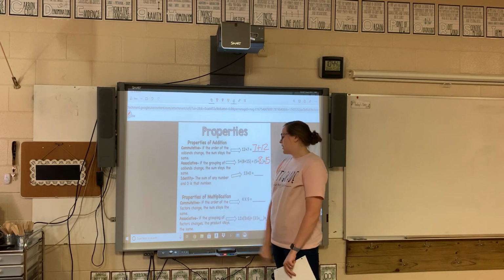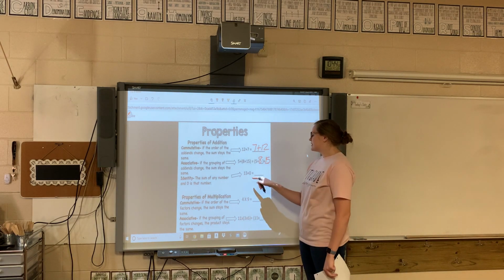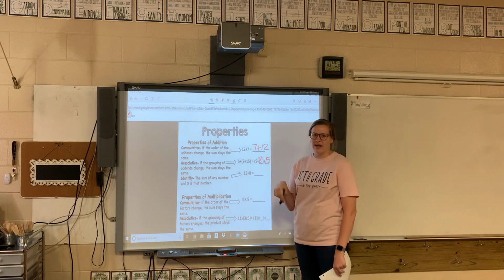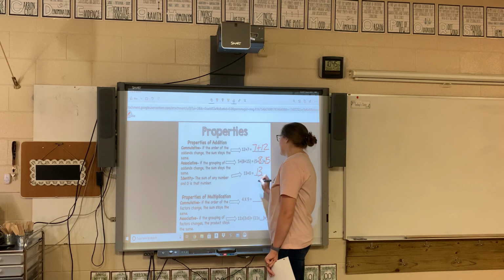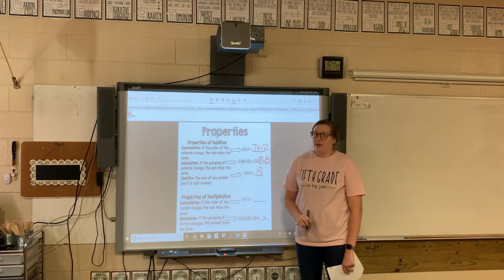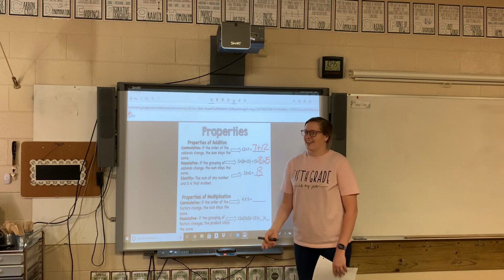Our identity property means that the sum of any number and 0 is that number. So when we look and we have 13 plus 0, what's our answer? Just 13, right? Any number plus 0 is just that number. So if I have 14 plus 0, it's just going to equal 14.